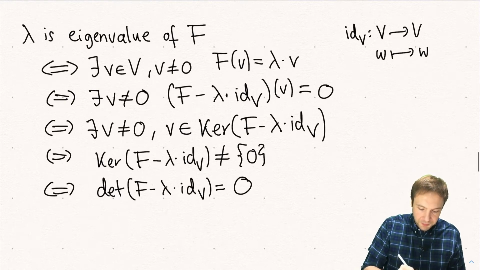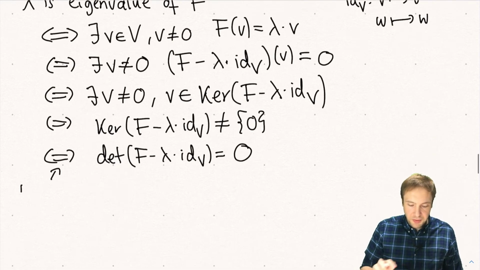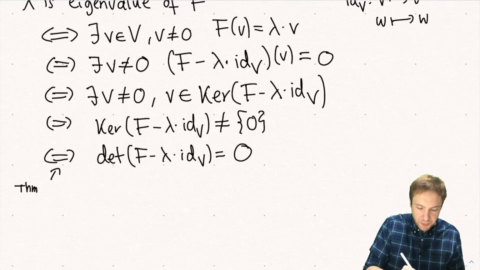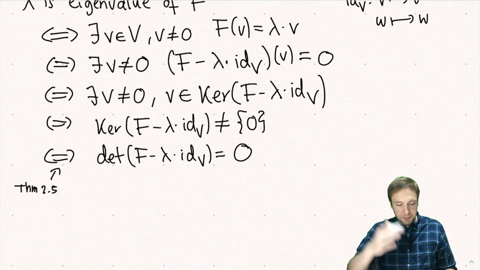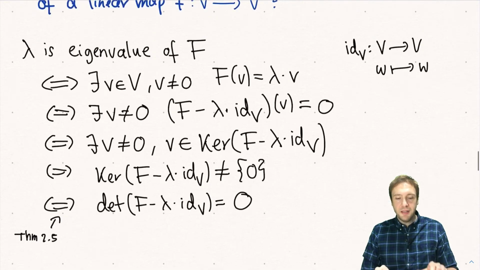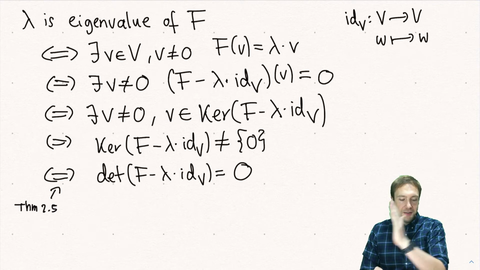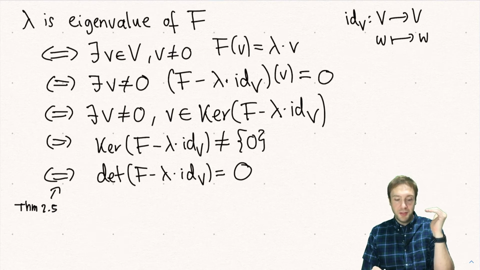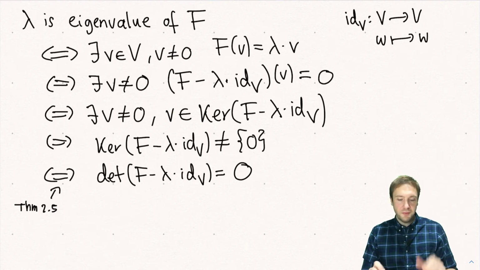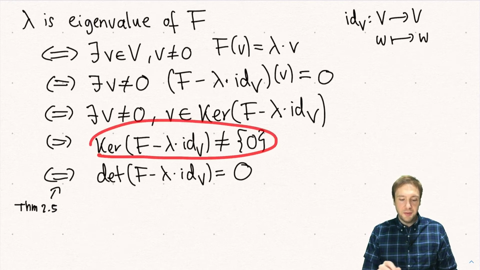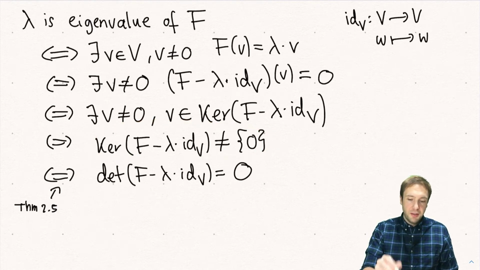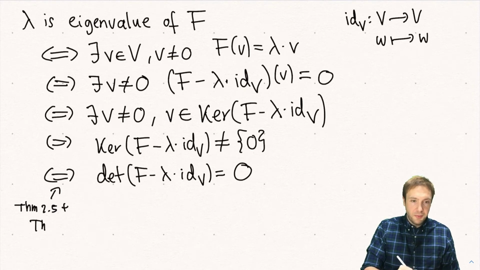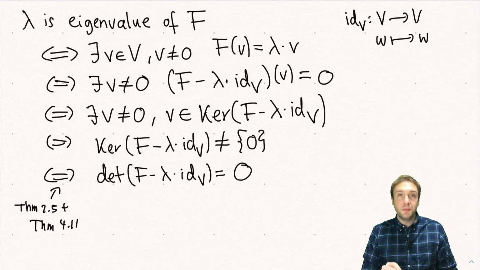So here there are two statements. We had this theorem 2.5. In 2.5, the last point of the theorem stated that if I have a linear map from one space to itself, then the conditions that f is invertible, f is injective, and f is surjective are all equivalent. So in particular, being not injective means it's not invertible. And then we also had this theorem 4.11, which states that being not invertible is equivalent to the determinant being 0.